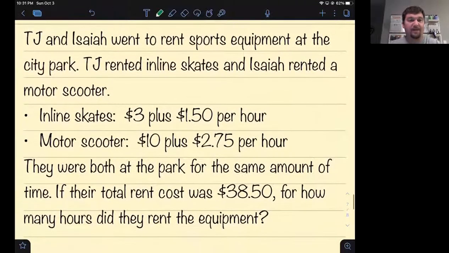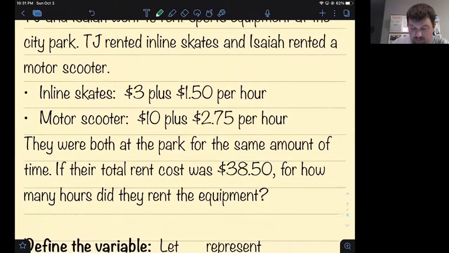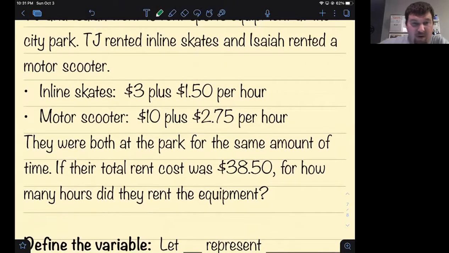All right, our last problem here says TJ and Isaiah went to rent sports equipment at the city park. TJ rented inline skates and Isaiah rented a motor scooter. The inline skates are $3 plus $1.50 per hour, and the motor scooter is $10 plus $2.75 per hour. They were both at the park for the same amount of time. If their total rent cost was $38.50, for how many hours did they rent the equipment?